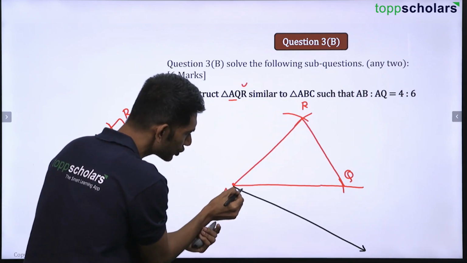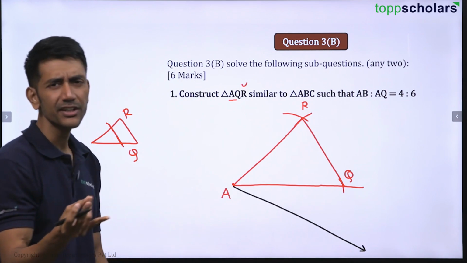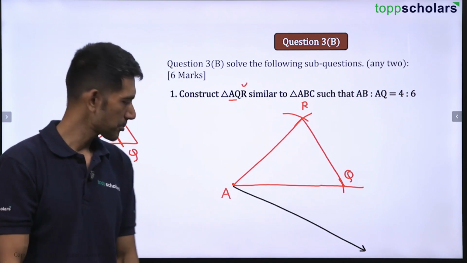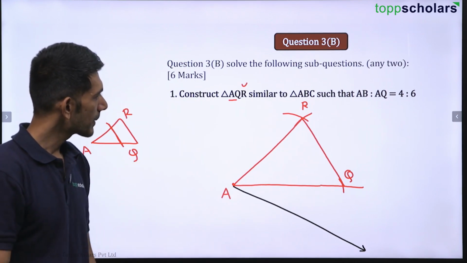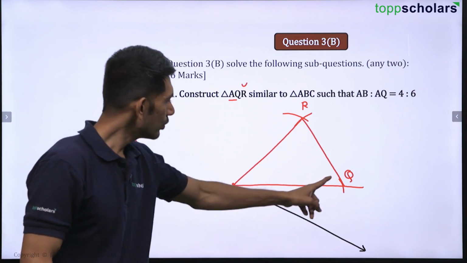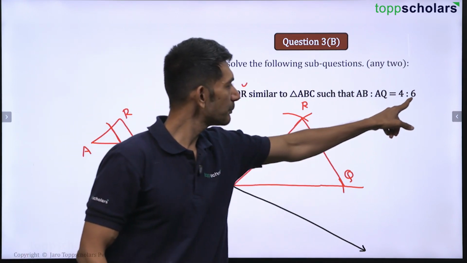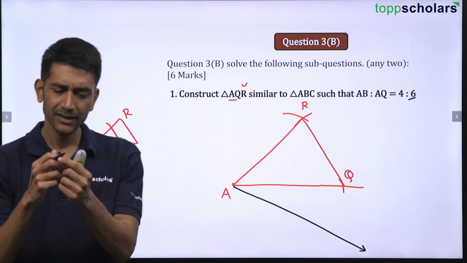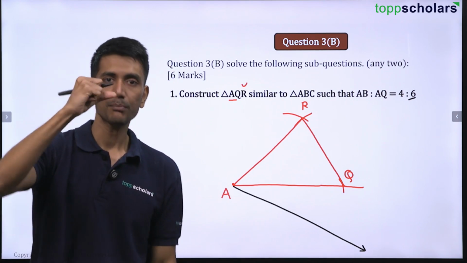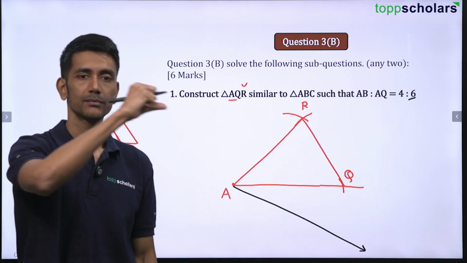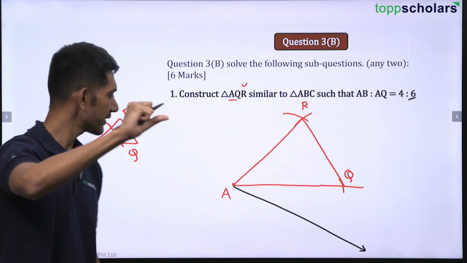Very random. This angle should be acute. It can be 20 degrees, 30 degrees, 40 degrees. Doesn't matter. Now what? Now AQ corresponds to the sixth part. What you do is take 1 centimeter or 1.5 centimeter like this.